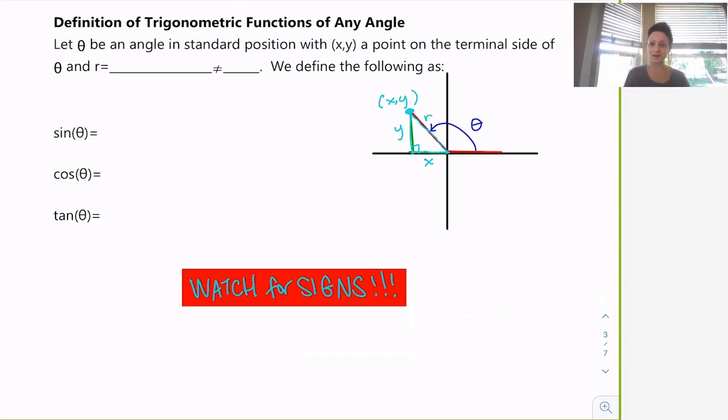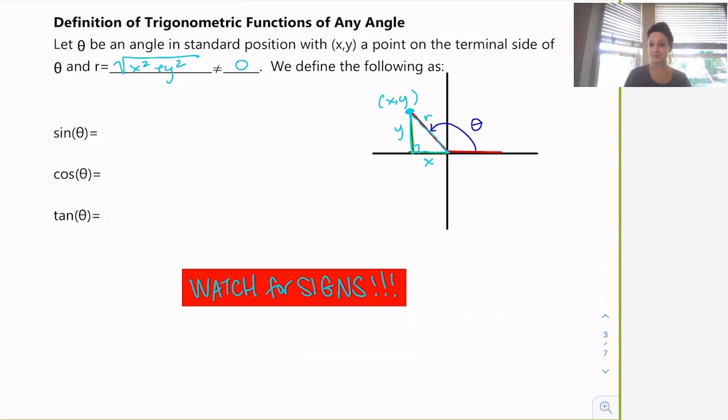And how could I find r? I could use the Pythagorean theorem, right? So I'd have x squared plus y squared equals r squared. In other words, r, and I'm going to assume r to always be the positive root, is going to be the square root of x squared plus y squared. So notice that r is always positive and it's never 0, okay?